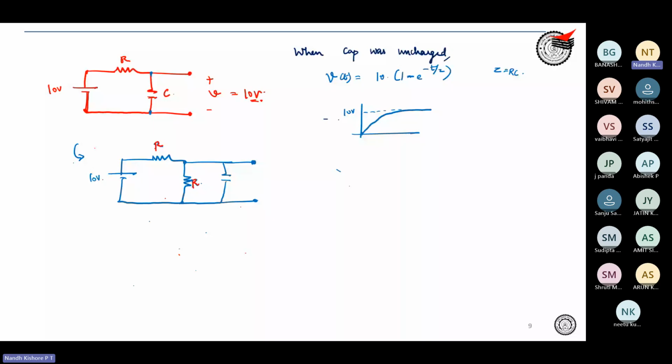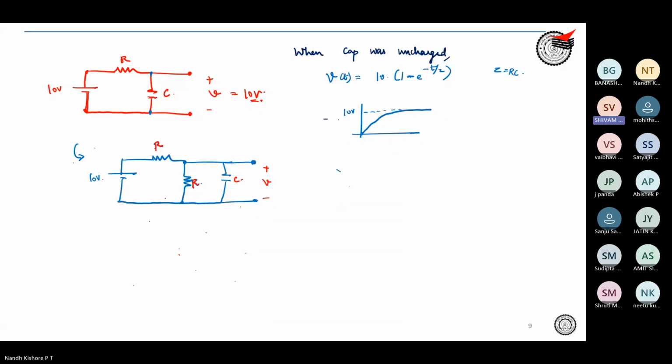At infinite time, what will be the voltage? 5 volts, correct, exactly. So as far as the capacitor is concerned, whatever is the voltage over here, at infinite time it will charge up to that voltage. It is seeing only this resistor and a voltage source of 5 volts for the capacitor. So the voltage is directly 5 volts.